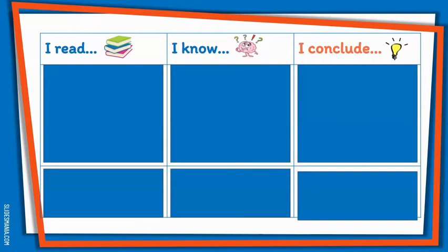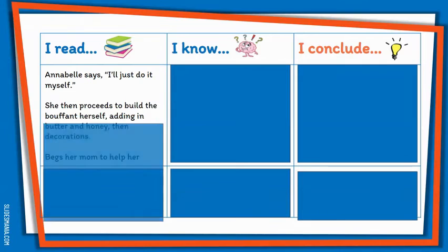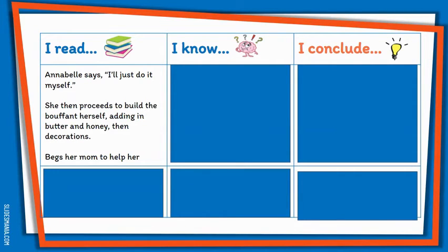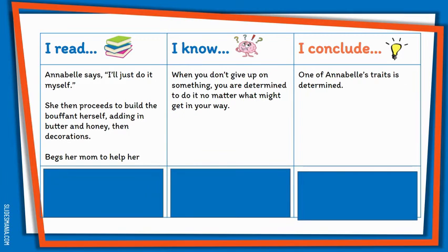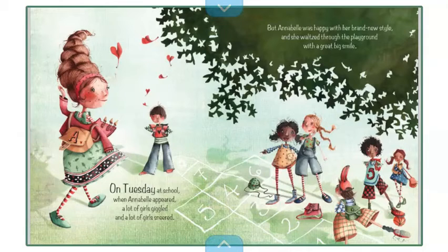In this part of the text, Annabelle decides to make the bouffant on her own. She does this by adding in butter, honey, and oils. Then she adds in decorations until it melts. She turns again to her mom, begging her to help her. I know that when you don't give up on something, even when things don't go your way, you are a very determined person. I can draw the conclusion from Annabelle's actions that she is very determined. This is one of her traits. Let's keep reading.